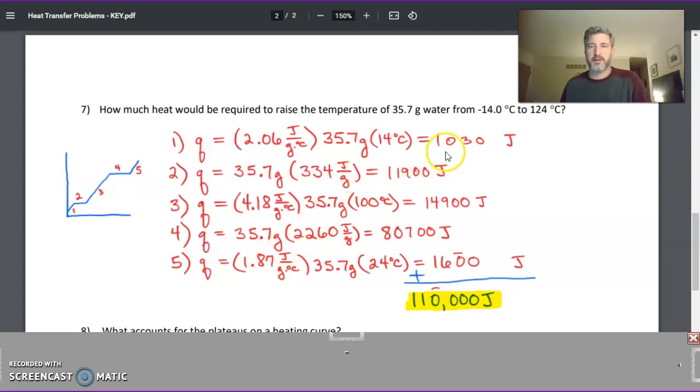Other thing I'll remind you of is only use the delta T for that part of the curve. So for part 1, we're only going from negative 14 up to 0. So that's a delta T of 14. I wouldn't want to do 124 minus negative 14 and use that delta T every time I have a delta T, because that wouldn't be accurate. We only want the delta T for that part of the curve.